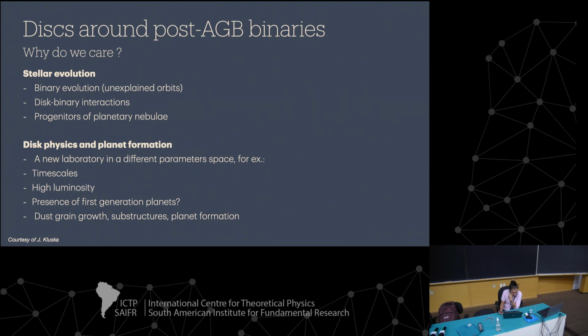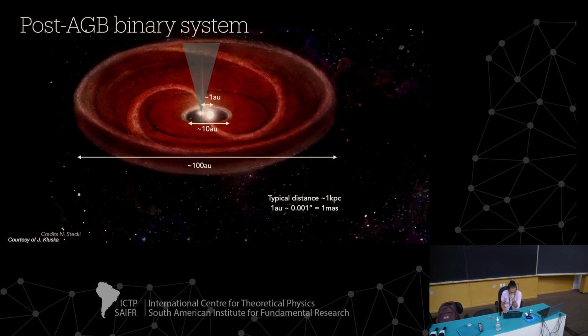Yeah, this is exactly what I already mentioned. So we need to observe this kind of disk to understand what's going on, already knowing that the binary separation is so different from what is theorized, it's already a hint of something happening. Okay, so more in detail. In a post-AGB binary system, more or less to scale, the binary separation is 1 AU. Then we have an inner disk that is more or less 10 AU, and then the total extension of the disk will be 100 AU.